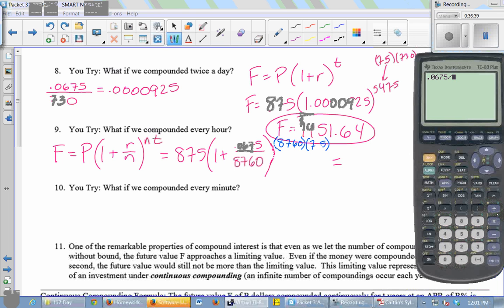0.0675 divided by 8760. Add 1. Raised to the, and I should put in parentheses 8760 times 7.5, and then times 875. 1451.67. Yes.